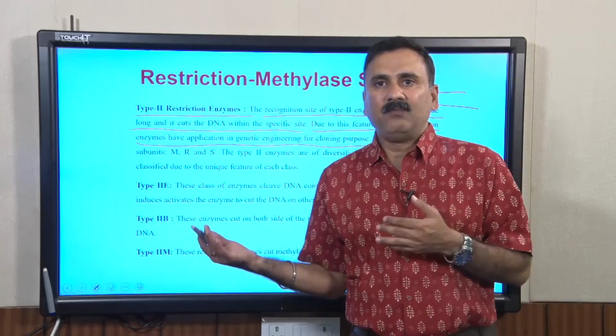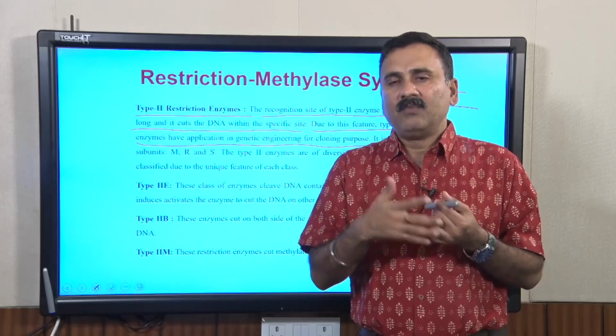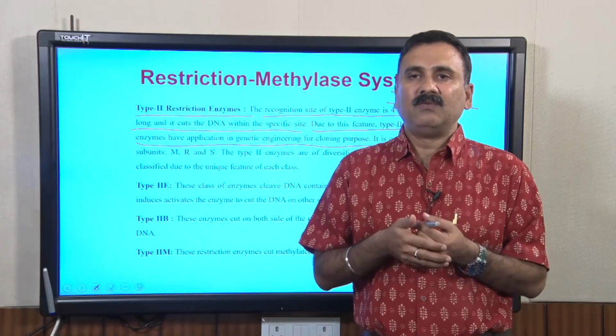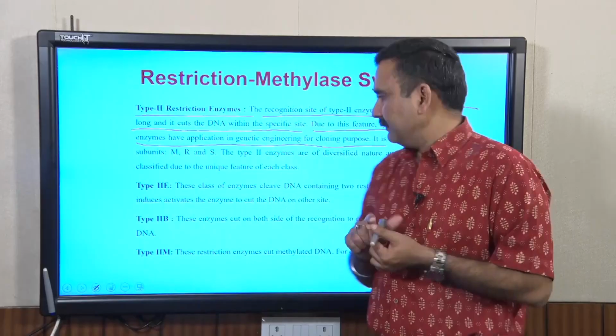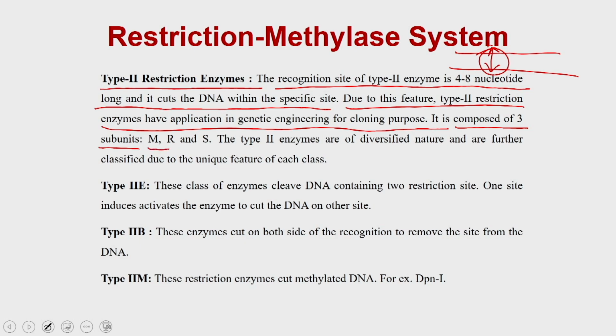Whereas, in type 1 and type 3, they bind somewhere and cut somewhere else. That is why you cannot predict the cut, and you cannot use those enzymes for molecular cloning. Type 2 is composed of 3 subunits, called M, R and S. Similar to the type 1 enzyme, M, R and S have similar functions. M does the methylation or modification, R is for restriction, and S is for recognition of the particular DNA sequence.